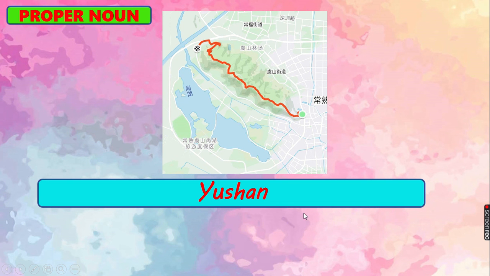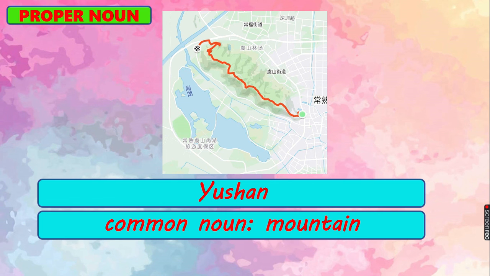So, Yushan is an example of a proper noun because it's the name of a mountain. So, the common noun for Yushan is mountain. And that's the proper noun. Yushan, it begins with Y. The common noun is mountain. What other proper noun can you see in this map?